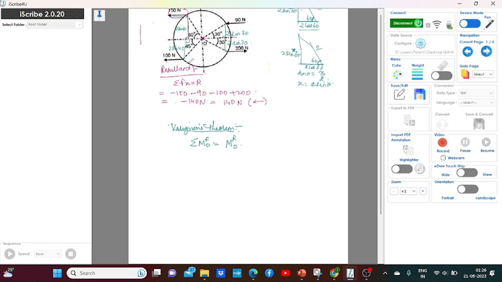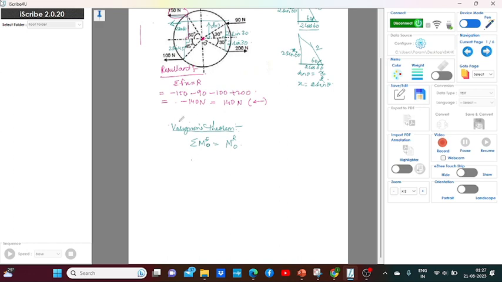So for now, I know that my resultant is, say my resultant is somewhere over here. Resultant is 140 and it is going in the left hand side direction. But at what distance from O, that I don't know. This distance I don't know. That I need to calculate. So summation of all the moments at O, I need to write it this way.